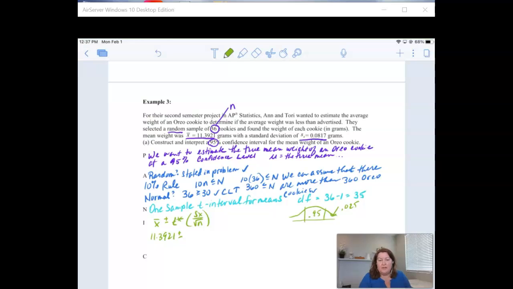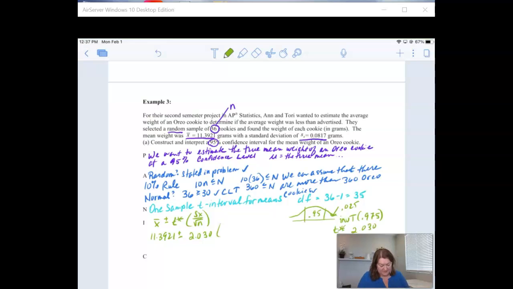Right? So if I'm going to use the table, I'm going to look for 0.025 with a degree of freedom of 35. If I use my calculator, I'm going to do inverse t of 0.975. And again, that's just to make sure I get the positive t versus having to switch it. So inverse t of 0.975, and we have 35 as our degree of freedom. And in my calculator, I am getting a t star of 2.030. So t star equals 2.030.